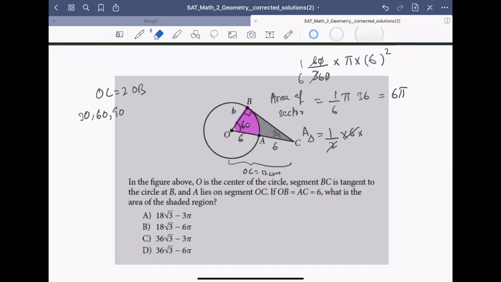In fact, this is the hypotenuse of the triangle. And for a 30, 60, 90 triangle, the perpendicular side is just root 3 times the base. So it's 6 root 3. So this is just 3, and then the area of the entire triangle is 18 root 3. And the area of the shaded region in the question is just the area of the triangle minus the area of the sector of the circle, which is 6 pi. So our answer is B.